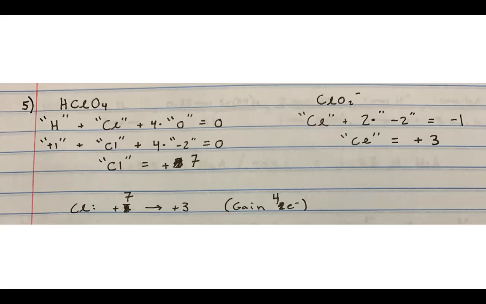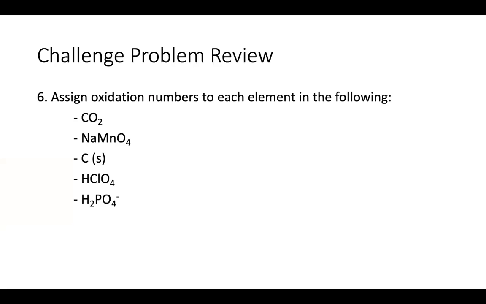That number changed by 4, and it's gain electrons, because remember, electrons have a negative charge, and chlorine's oxidation number is becoming more negative. So sometimes people kind of miss that and say, oh, the number's going down, so it lost 4 electrons. No, remember, if the number is going down, that means it actually gained that many electrons. Okay, so the answer to this would have been gain 4 electrons.